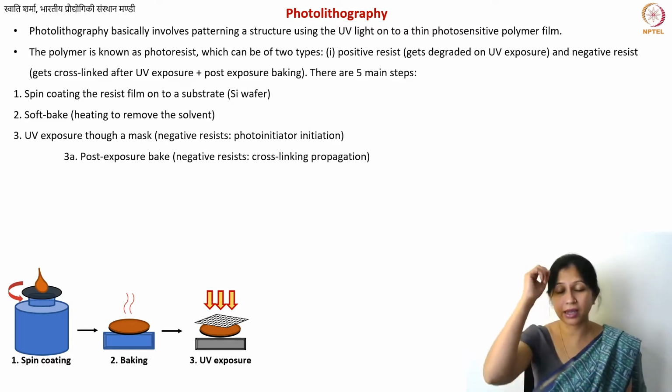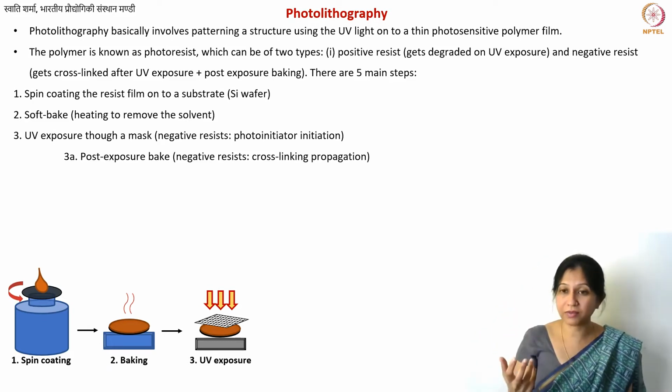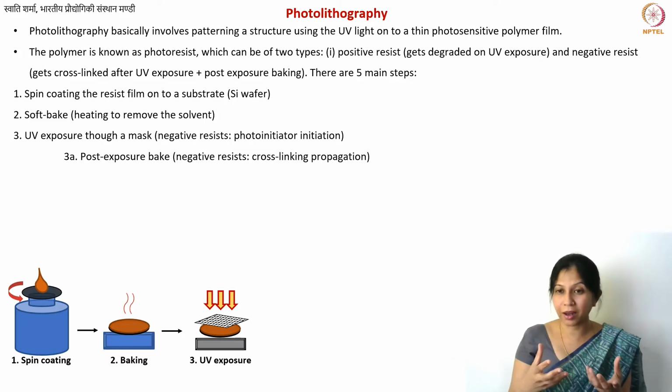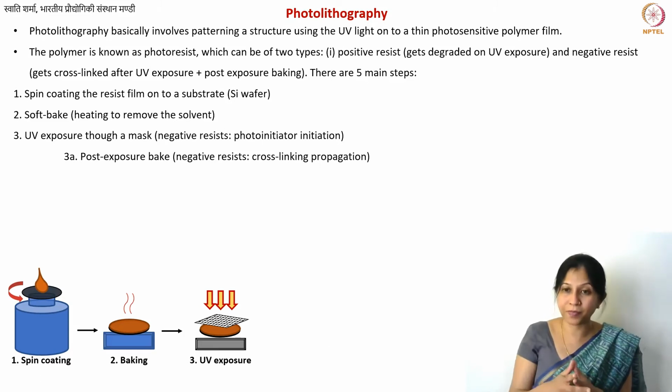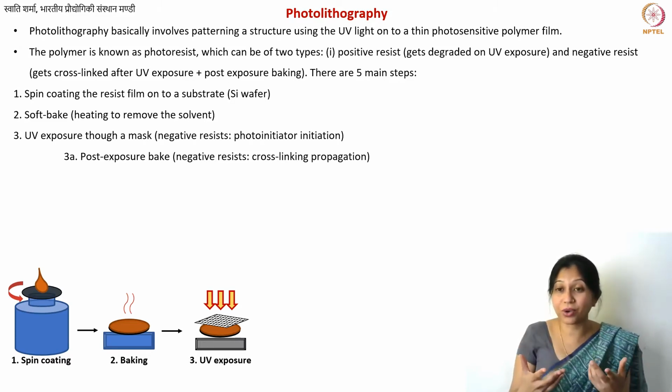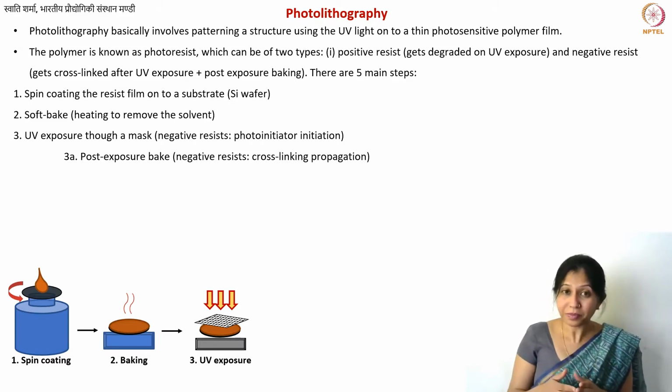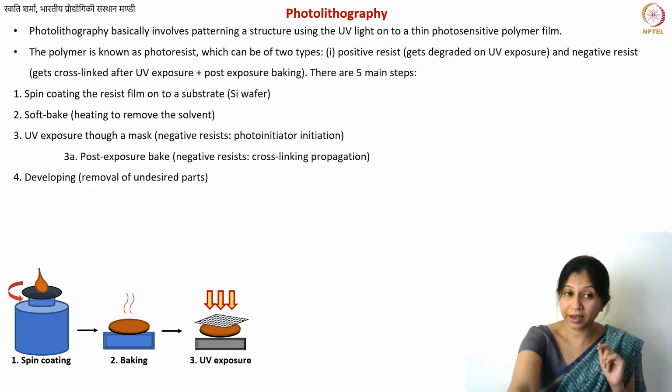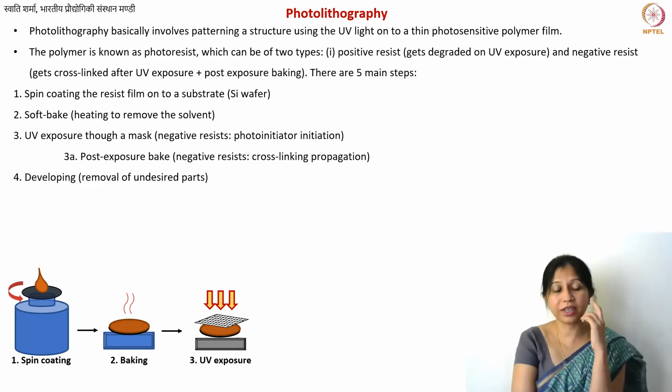I have written 3A here. 3A is done only for negative resist, which cross-link when exposed to the UV light. Now why? Because if a material is just degrading when it's exposed, then it's okay, it degrades, and then you're done. But cross-linking is initiated by the UV light, but you may not get complete cross-linking. For that you need to heat it. So actually cross-linking propagates during this other baking step, which is known as the post-exposure bake. So that is only done for negative photoresist, and then what you do is you develop these structures.